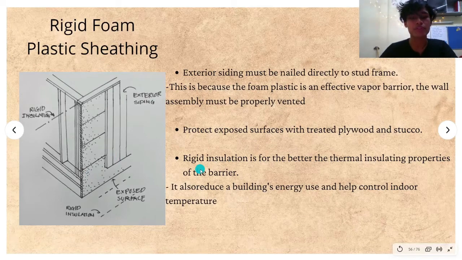Other than that, the rigid insulation gives better thermal insulating properties to the barrier. It also reduces a building's energy use and helps control indoor temperature. So that is rigid foam plastic sheeting.